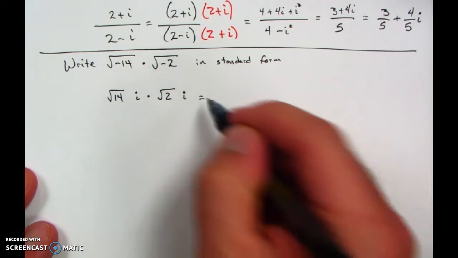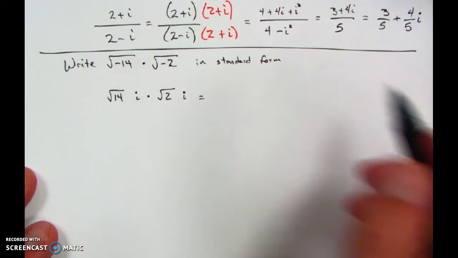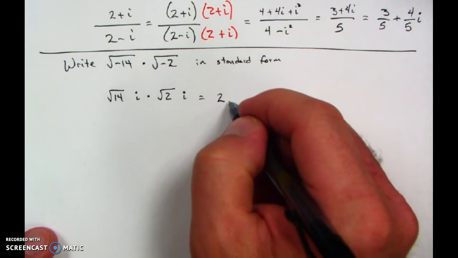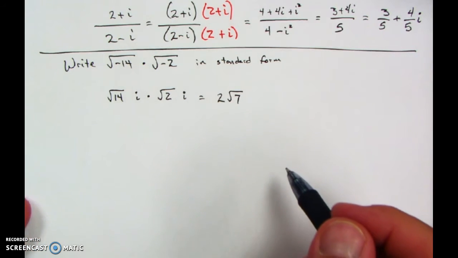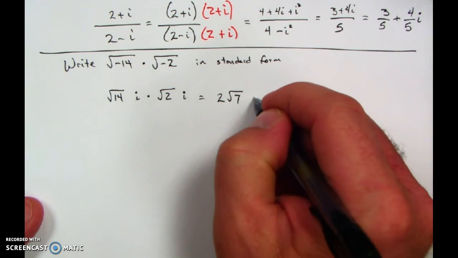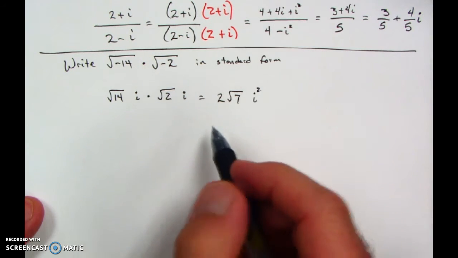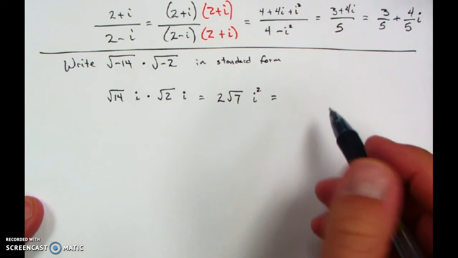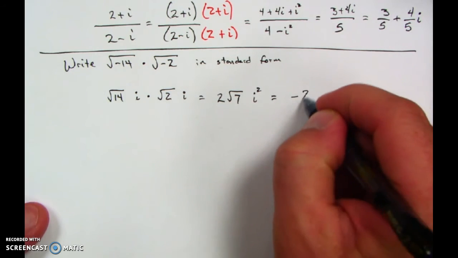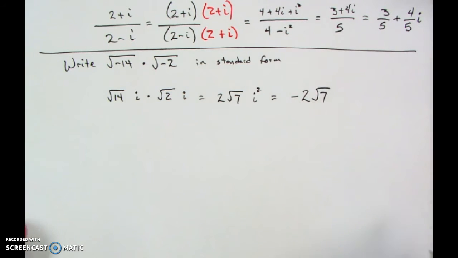Now as far as multiplying those, I have the square root of 14 times the square root of 2. That would simplify to 2 square root 7. And then we have the i times i, that's i squared. And so that's our negative 1, so our answer is negative 2 square root 7.